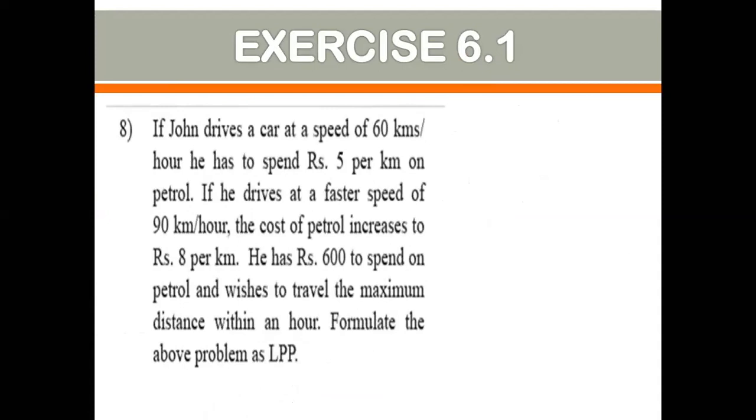Question number 8. If John drives a car at a speed of 60 km per hour, he will have to spend 5 rupees per kilometer on petrol. If he is driving at a faster speed of 90 km per hour, the cost of petrol increases to 8 rupees per kilometer. He has rupees 600 to spend on petrol and wishes to travel the maximum distance within an hour. Formulate the above LPP.